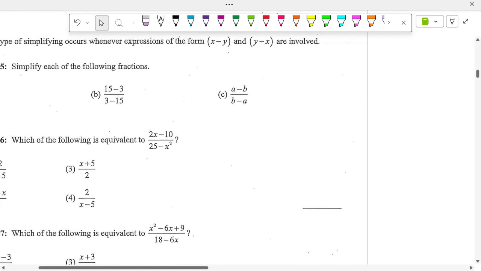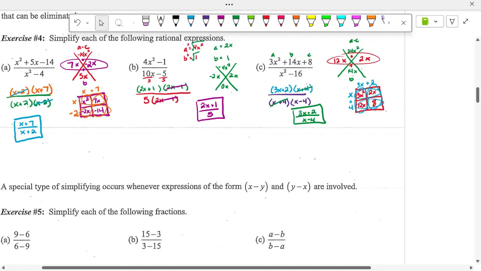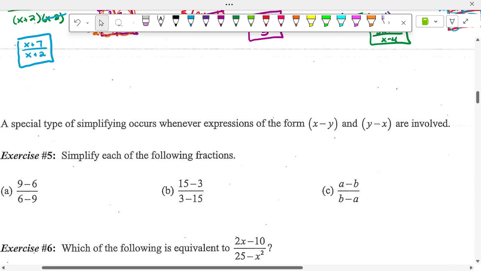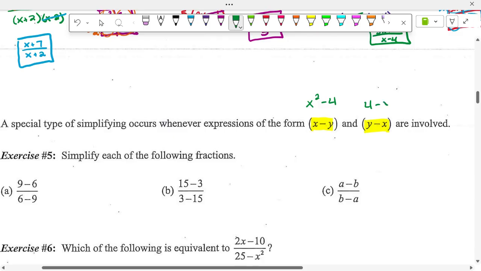All right. Now, one last thing I got to talk about. It is when you have expressions like x minus y and y minus x. So, for example, you would see that sometimes if you had x squared minus 4 and then 4 minus x squared. So, in other words, they just flip-flopped. The problem is, will those two factor the exact same way? In other words, do I get the exact same factors?